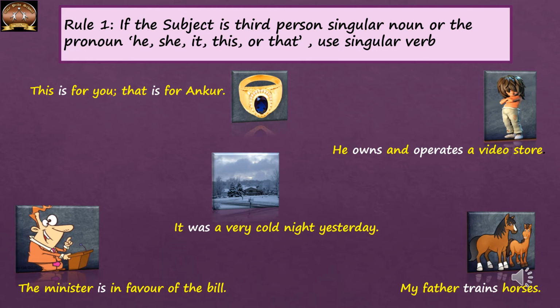He owns and operates a video store. So I have used owns, that is the s form of the verb, because the subject is a third person pronoun. And operates. It was a very cold night yesterday. Why did I use was? Because it is a third person singular pronoun. The minister is in favor of the bill. I have used is because the subject is a third person singular noun. That's why the verb is also singular. My father trains. Why did I use trains? Because my father is third person singular.